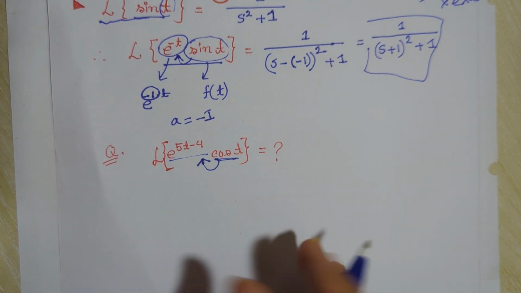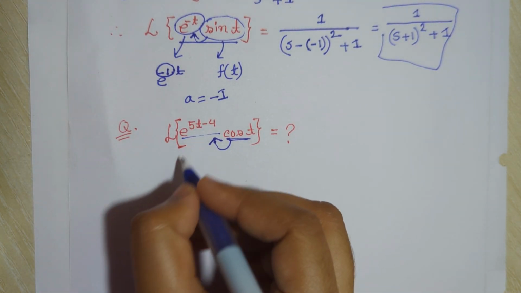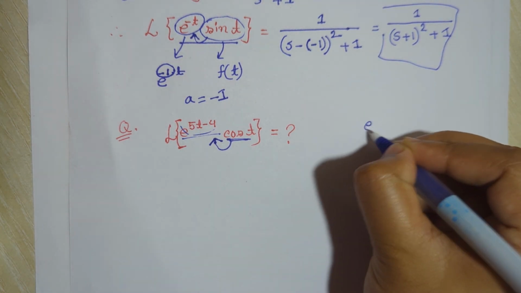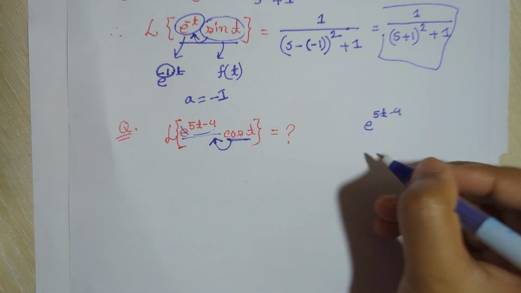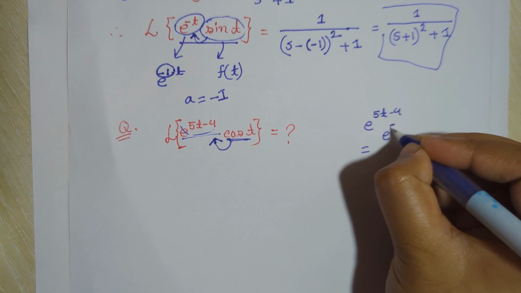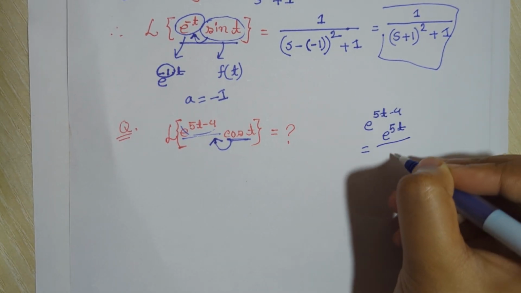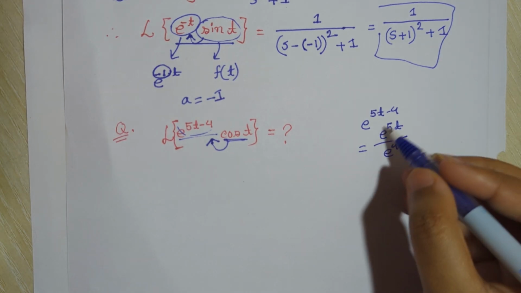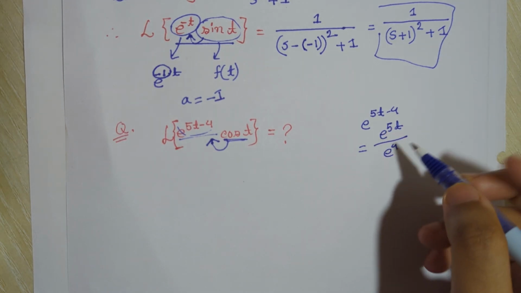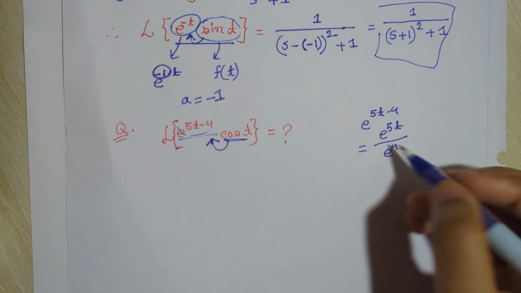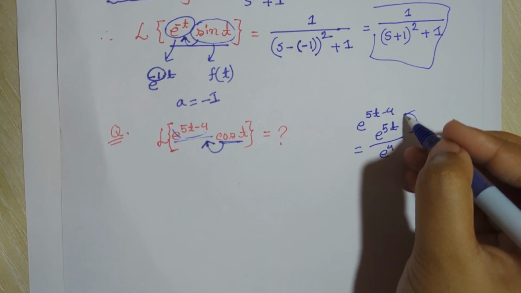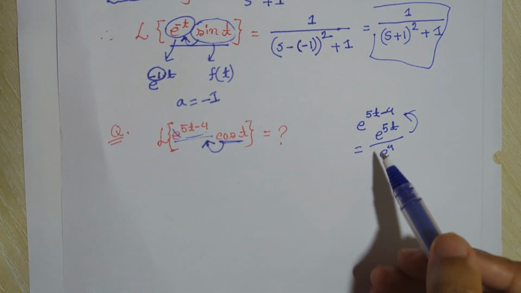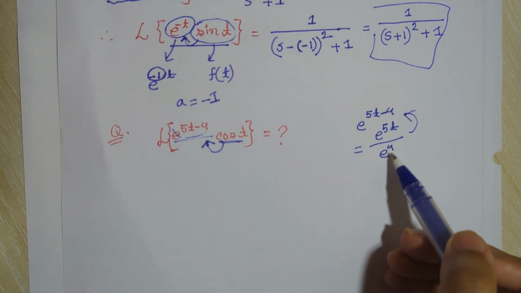Let's break this math step by step to understand. At first we will break this exponential function. If we break this exponential function, what will we get? We know that if we divide, we have the same base but different powers, then we write it using the subtract sign. So if we break this, we'll get e to the power 5t divided by e to the power 4.